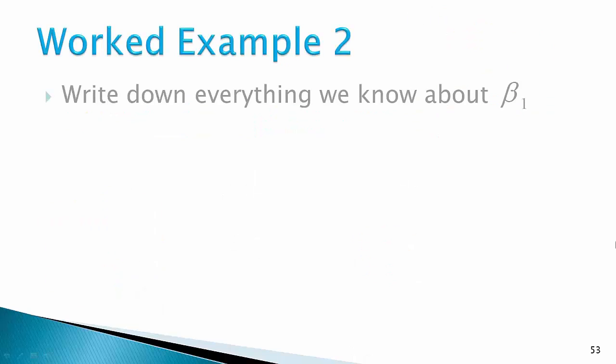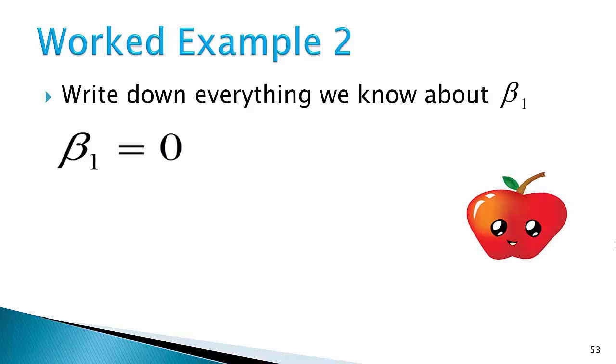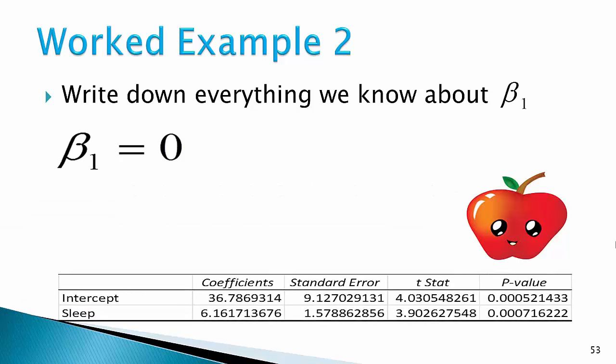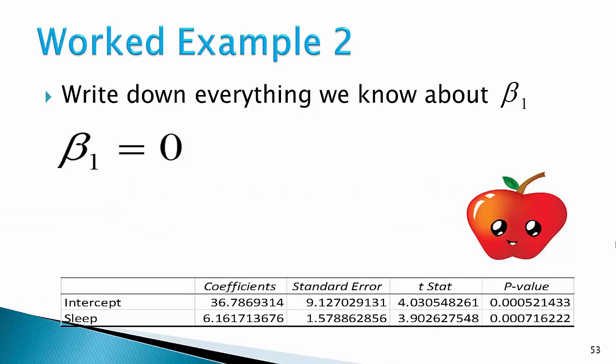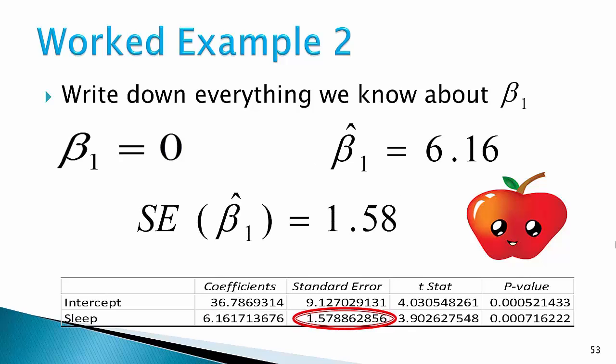Next step is to write down everything we know about beta 1. First, it is hypothesized that the population beta 1 is equal to 0. We can see this from the null hypothesis. Now, pulling out the table from the Excel output, we can see that the sample estimate of beta 1, which is beta hat 1, is equal to 6.16, and the standard error for beta hat 1 is equal to 1.58.